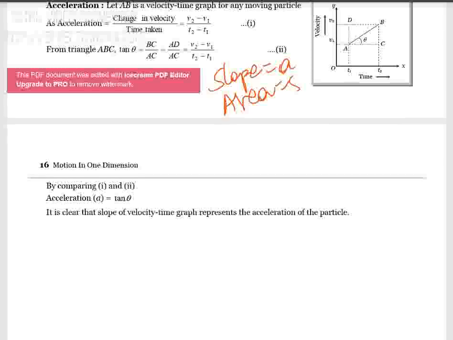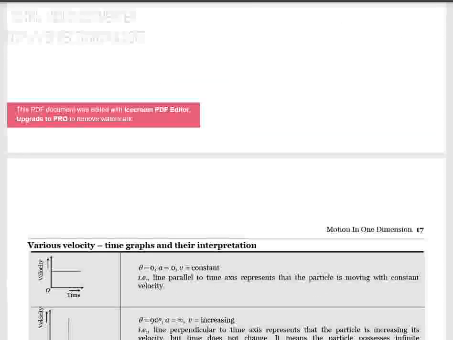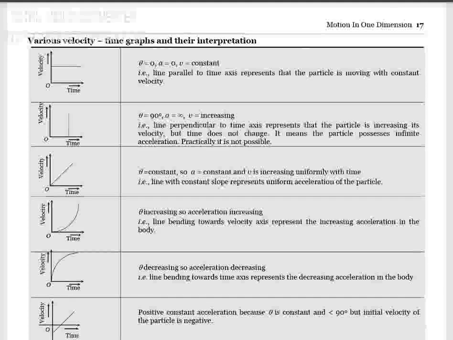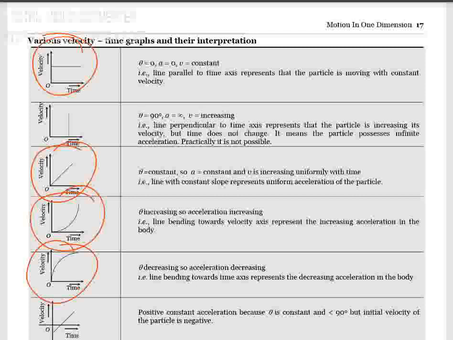To do this, we have some examples. Before the example, let us see some segments of the graph. Let us take these 4 segments of the graph. For the first one, the velocity is constant. Since the velocity is constant, the acceleration is 0. For the second, the velocity is constantly increasing. Since the velocity is constantly increasing, the acceleration is constant, and since it is increasing, it is positive.